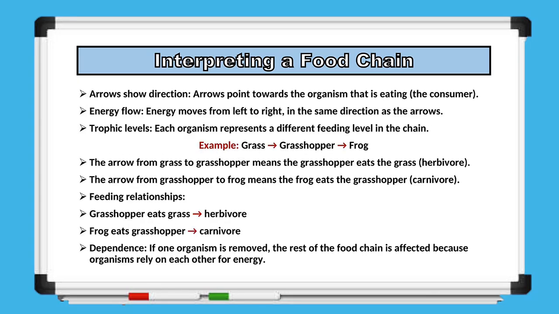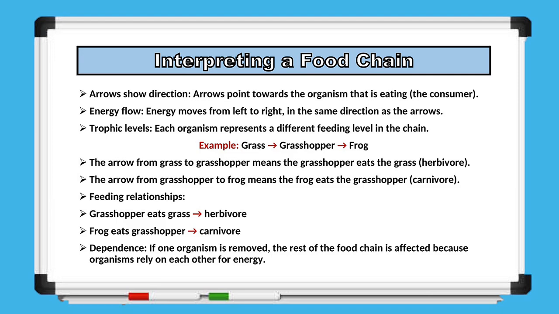Now, let's learn how to interpret a food chain. The first thing to remember is that the arrows always point towards the consumer, which is the organism doing the eating. They do not show the direction of movement of the organisms, instead, they show the direction of energy flow. Energy always flows from left to right in the same direction as the arrows. As organisms feed on one another, the stored chemical energy is transferred from one trophic level to the next.